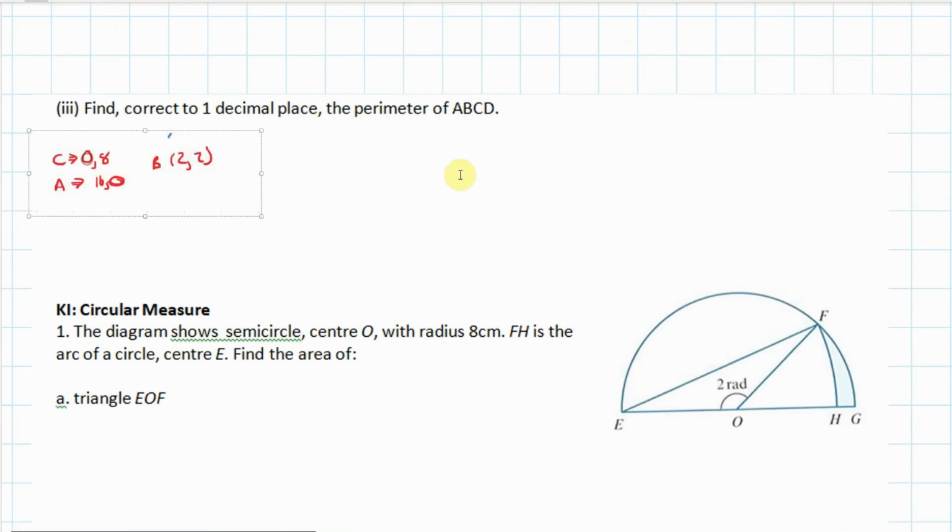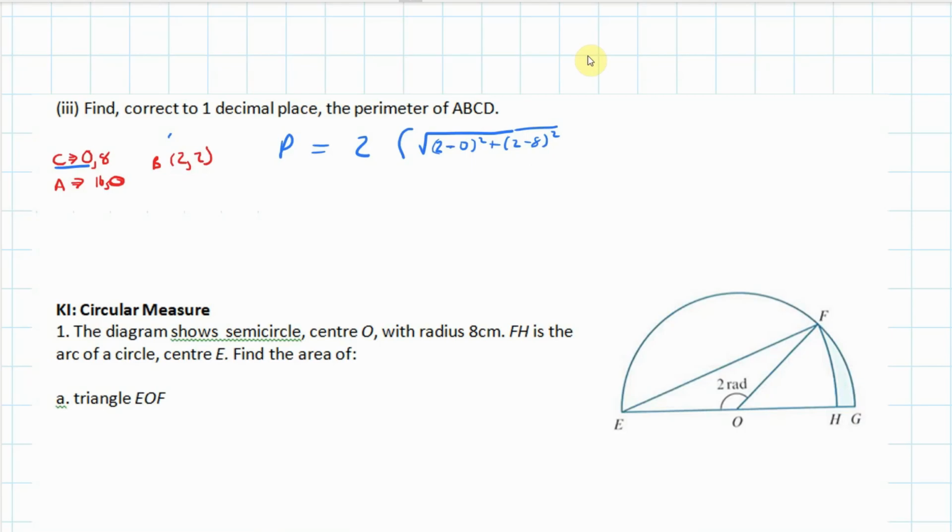And what I'm going to do is I'm going to find length BC. So the perimeter is going to be equal to 2 lots of, and then I'm going to find the distance between B and C. So the square root of 2 minus 0 squared plus 2 minus 8 all squared. So that's finding the distance between B and C, right?